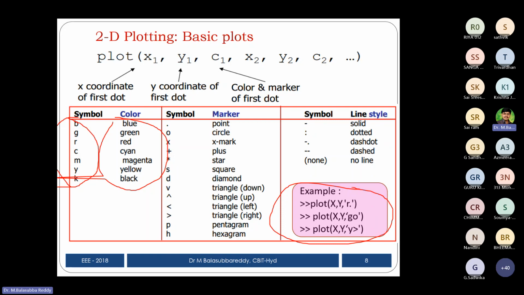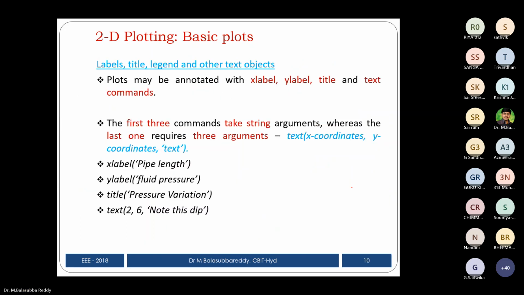In that fashion, we can easily get another plot. You can see x comma y, g circle. That means green color circle. Then x comma y, y greater than symbol. If I use that kind, the plot styles will be modified along with the specified colors. In that fashion, we can see what will happen.